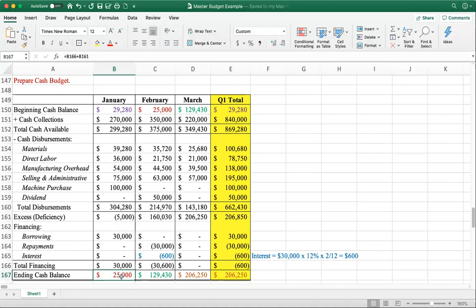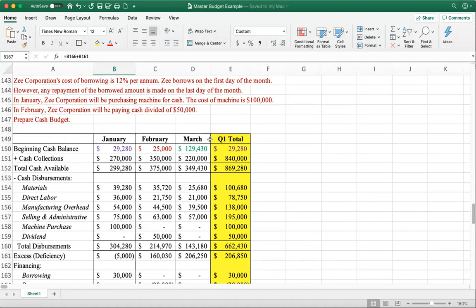All the borrowing takes place at the beginning of the month. Z Corporation's cost of borrowing is 12% per annum. Z borrows on the first day of the month, and the repayment of the borrowed amount is made on the last day of the month. All right. So this is good now.